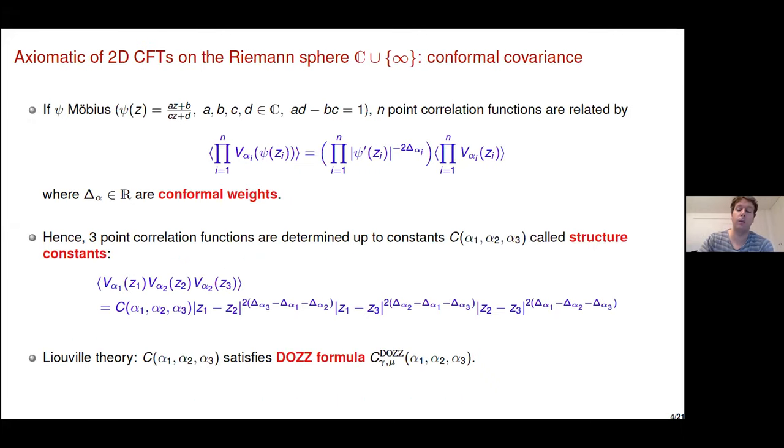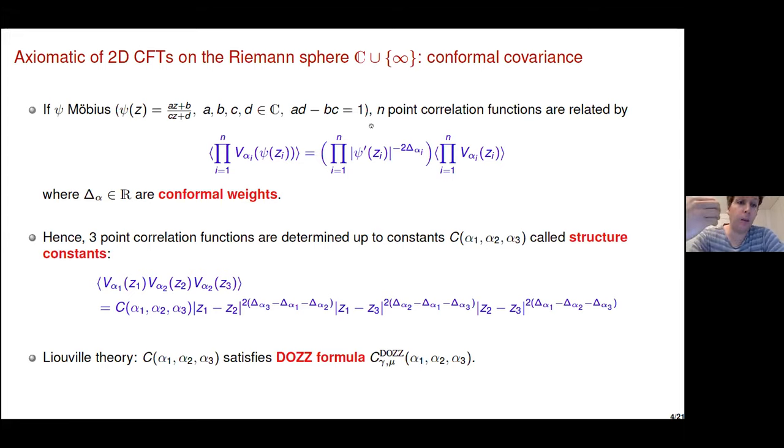Okay, so let me start roughly with what is a 2D conformal field theory according to BPZ. What is a conformal field theory in this axiomatic conformal bootstrap approach? Roughly, it's a bunch of fields that I'm going to call V_alpha_i. These are fields which depend on a point z_i lying on the Riemann sphere. I see this as the complex plane with a point at infinity. And so what it is, it's a bunch of correlation functions, the products of V_alpha_i(z_i).